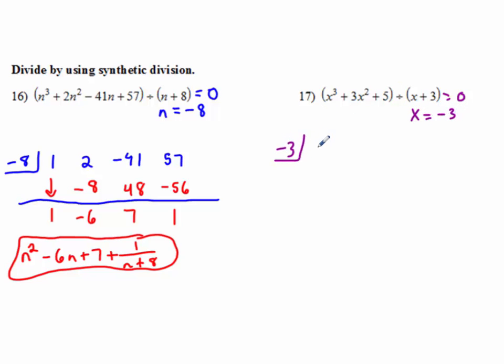When we write out our coefficients, though, we have to be careful. We've got 1x cubed plus 3x squared plus, oh no, where is my x? There's not one, so I have to put a 0 in that spot. And then I put the 5.